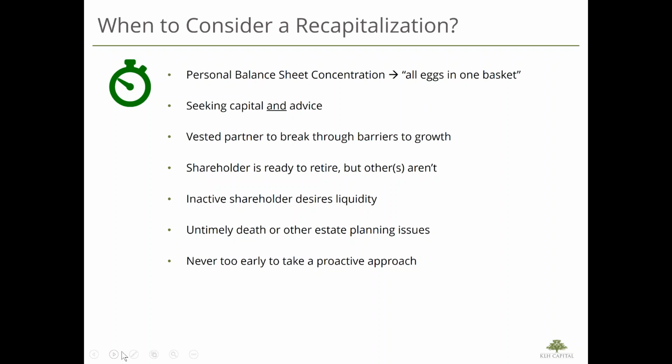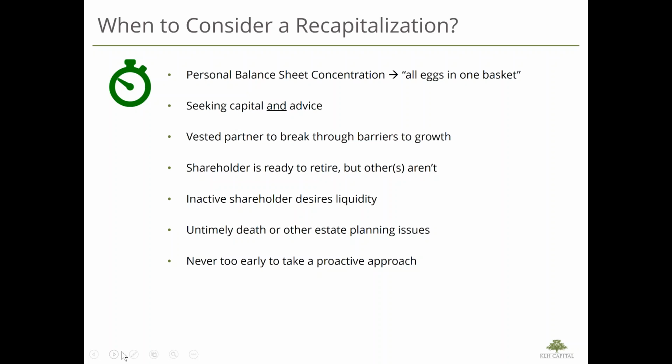Another good point is when there are multiple owners or business partners, and one is ready to retire but the others still have plans to grow the company. That's a classic recapitalization situation. I'll make this up, but let's say there are three different shareholders. One wants to retire. Another wants some liquidity, but still wants to grow and work. And the other doesn't want to sell anything, and just wants to put the car in drive and continue to grow. That difference of life goals is a classic recapitalization, and we can structure the ownership a number of different ways there.